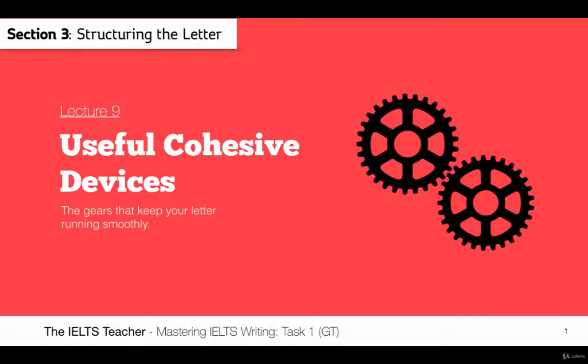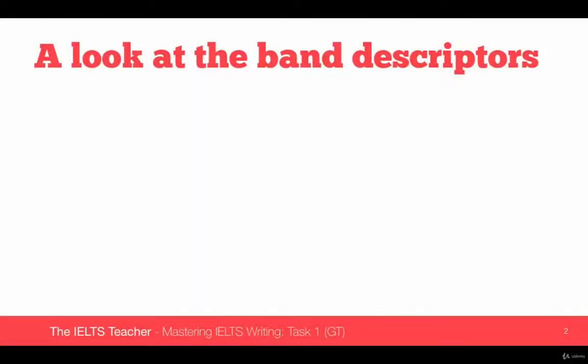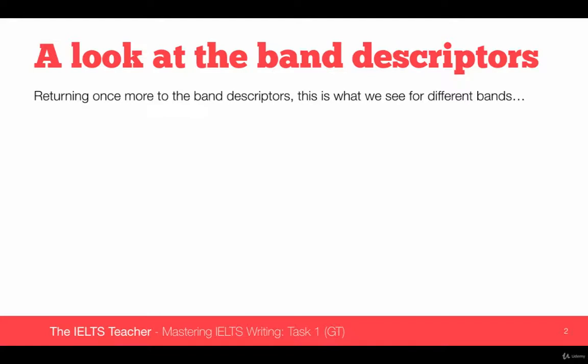In this lecture, we're going to talk about cohesive devices. We'll talk about what they are, why they're important, and how you can make sure that you use them appropriately in your letter. Now, to learn about why they're important, we need to have a look at the band descriptors again. So if we return to the band descriptors, this is what we see for different band scores.